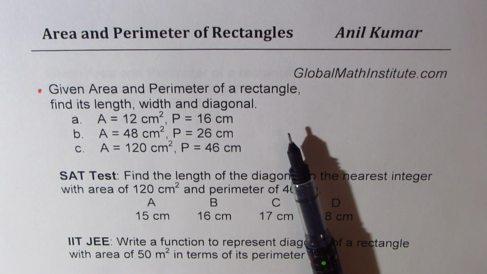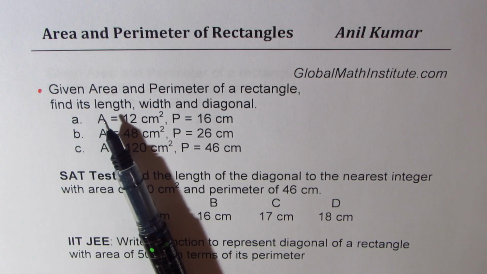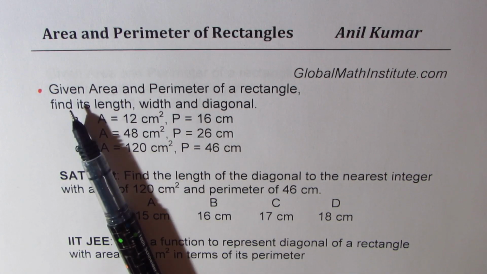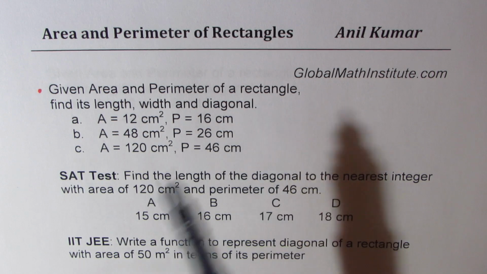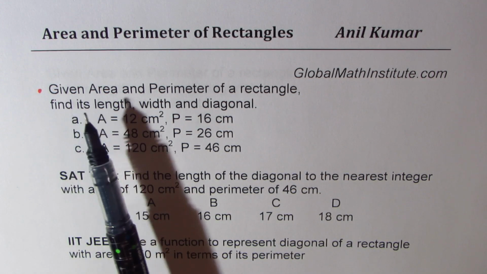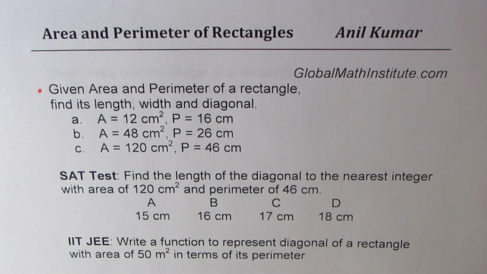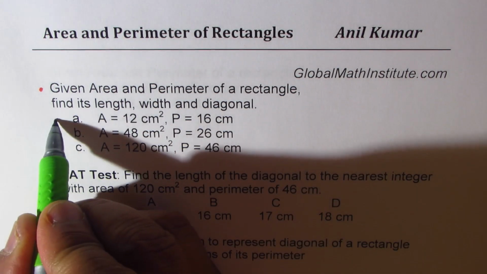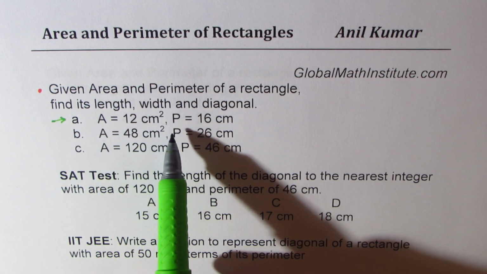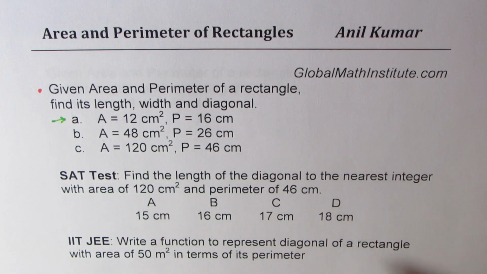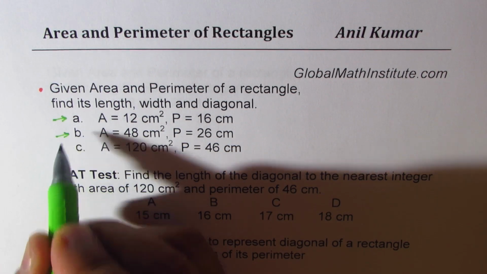Let's take this example. We need to find length, width, and diagonal for given area and perimeter of a rectangle. So let me read the question properly for you. It says, given area and perimeter of a rectangle, find its length, width, and diagonal. In this particular question, we have taken three cases. One will try to show you how to do it. Area of 12 centimeters square, perimeter of 16 centimeters. That becomes your practice question.